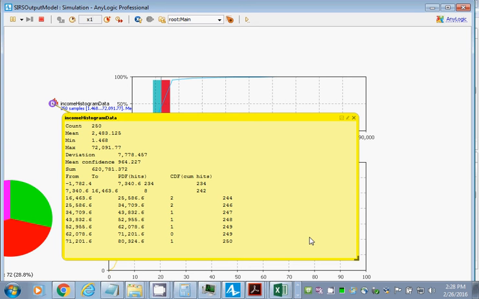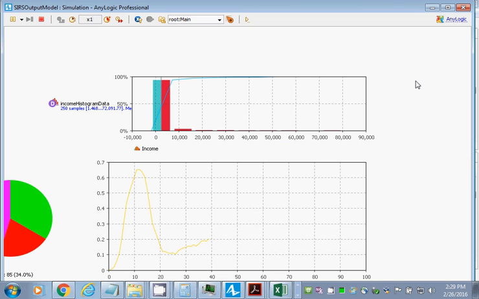Gives a mean, but no median yet. Here's the cumulative distribution function. Most of them fall within the range to less than $7,000, but that's not telling us much. So let's go modify that a little bit more. So that's our distribution histogram.